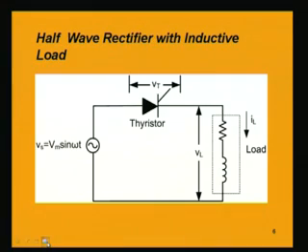Now, this example was using a resistive load. Now, if the load is an inductive one, that means instead of having a pure resistance, we are having an inductance in series with the resistance as the load. What will happen to the half wave rectifier?